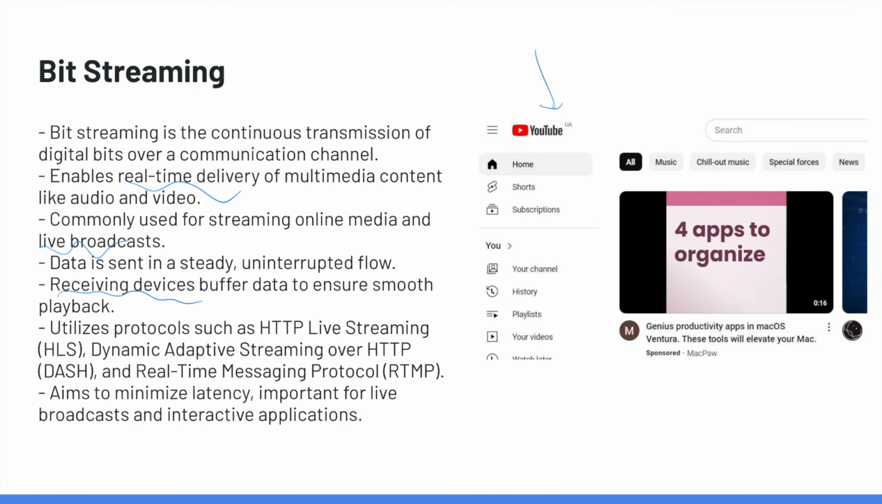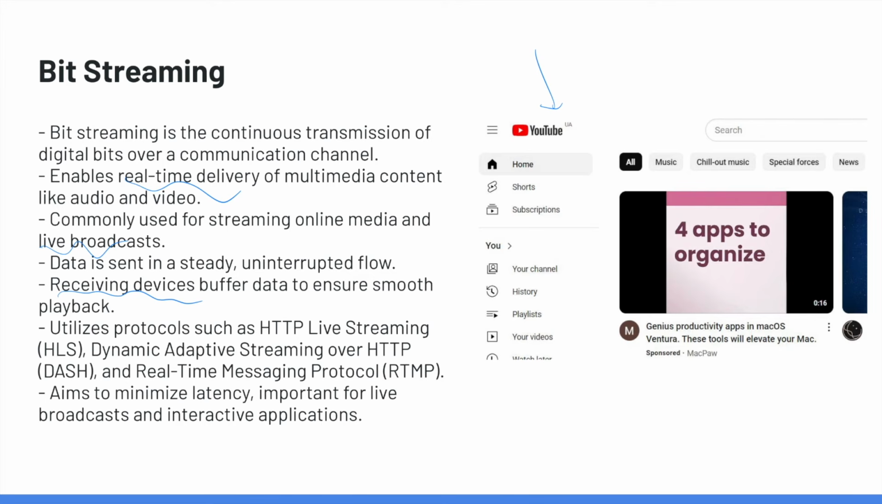So receiving devices buffer data to ensure smooth playback. Basically, when we do receive data, we're not going to receive it just second by second, right? Oftentimes we'll get more data than we need. So if we're watching a video, we might get the data for the rest of the video before we finish watching it. And this is a buffer.